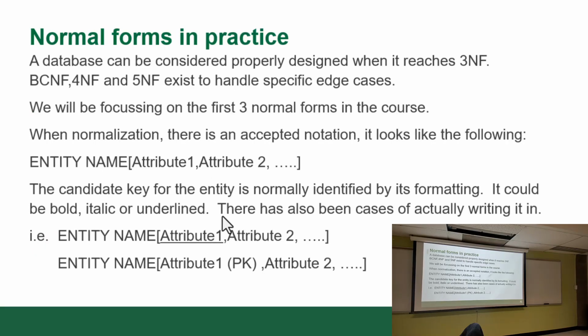So a database usually is considered properly designed when it reaches third normal form. As I said, BCNF, fourth, and fifth exist to handle specific edge cases. I don't even remember what they are. We're going to do the first three.